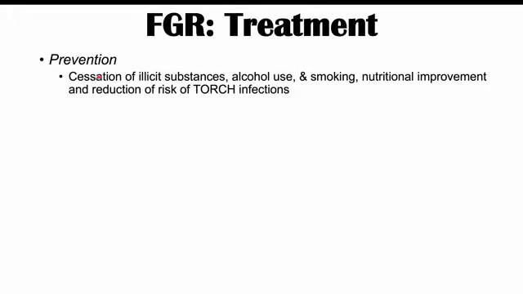So before we get into the treatment, it's important to try to prevent fetal growth restriction from occurring in the first place. So cessation of illicit substances, cessation of alcohol use and smoking, nutritional improvement, and reduction of risk of TORCH infections are all going to be important in reducing the risk of fetal growth restriction.